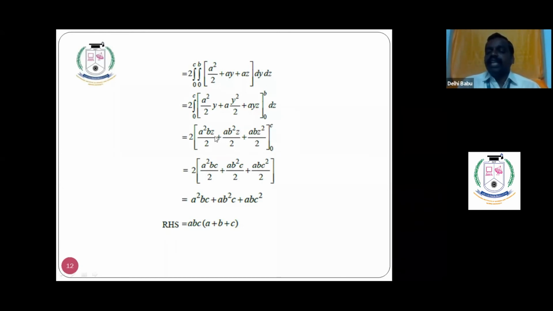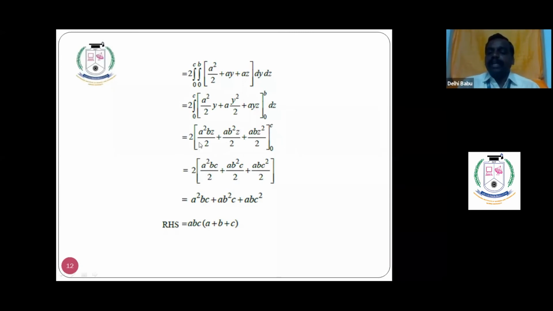Substitute z equal to c. A square bc by 2 plus a b square c by 2 plus a b, I put z equal to c bar. So a b c square by 2. And for the lower limit, when I substitute z equal to 0, then all the terms will be 0.